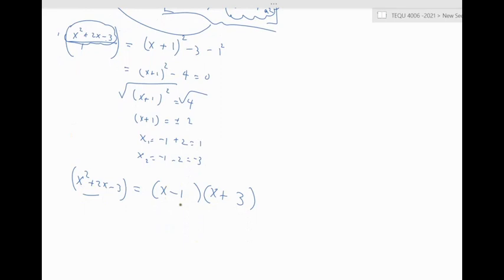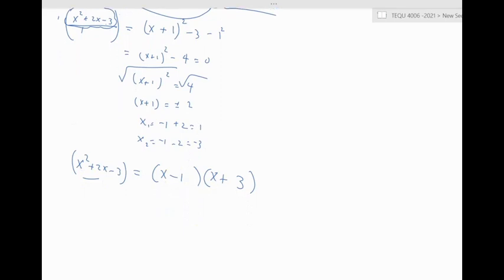If you want to be sure that they are correct, just do the math here. That will be x times x, that would be x squared. I'm sorry, x times x, then x times 3, plus 3x, minus x, minus 3. So the result will be x squared plus 2x minus 3, which is what we have here to start with. So we demonstrated those roots are correct.